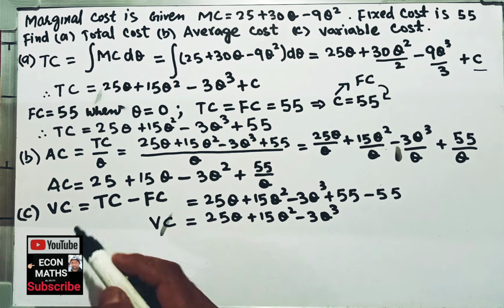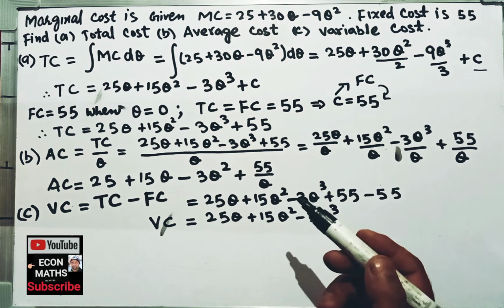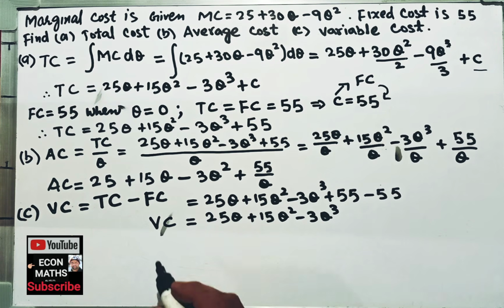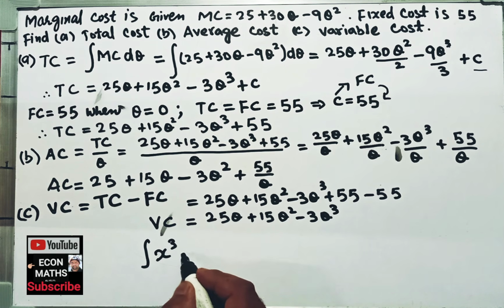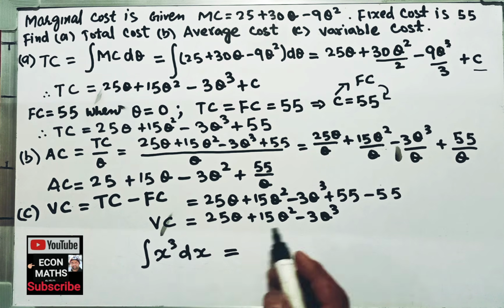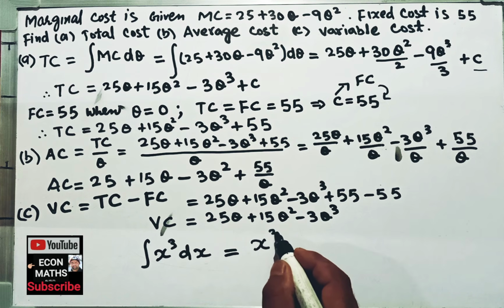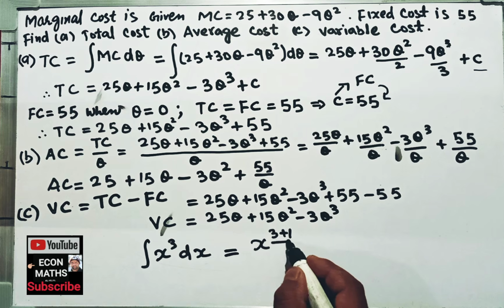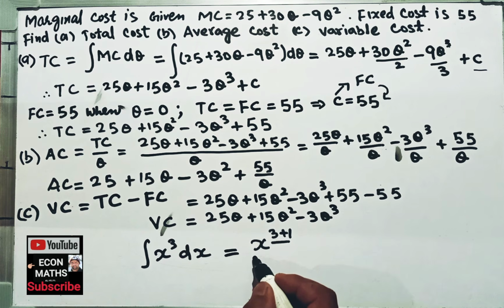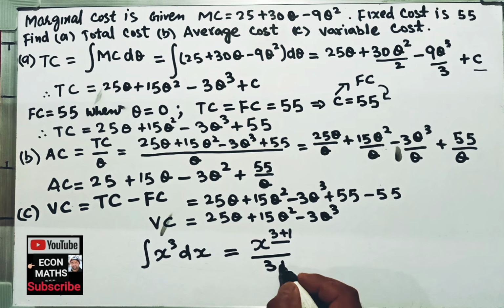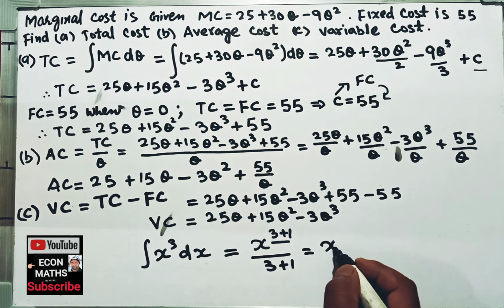Now I will repeat how we integrate a power function. That is to say, if I have to integrate x cube dx, what we will do is add 1 to the exponent, so this will become 3 plus 1 is equal to 4, that is x to the power 3 plus 1. Now we will divide by this resulting exponent, that is 3 plus 1. So this will become x to the power 4 divided by 4.